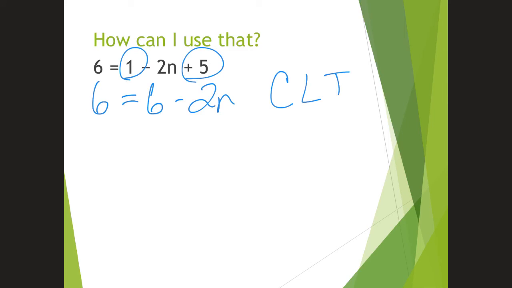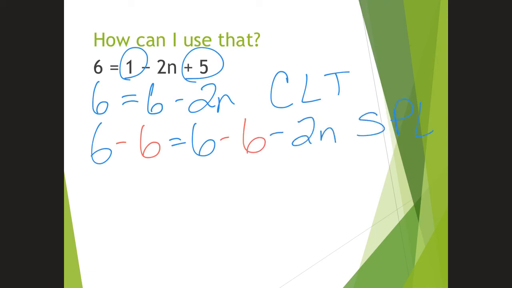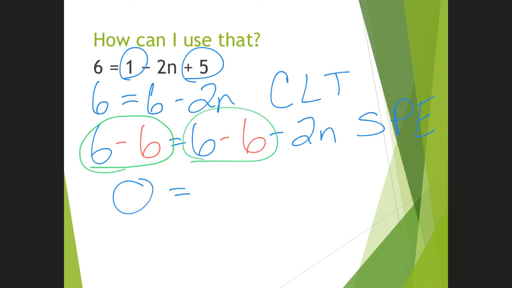So the next thing I'm going to do is subtract 6 from both sides. 6 minus 6 equals 6 minus 6 minus 2n. And remember, this is my subtraction property of equality. So then I look at this. This right here, 6 minus 6 becomes 0. And right here, 6 minus 6 also becomes 0. I just don't write it. And so I have 0 equals negative 2n.